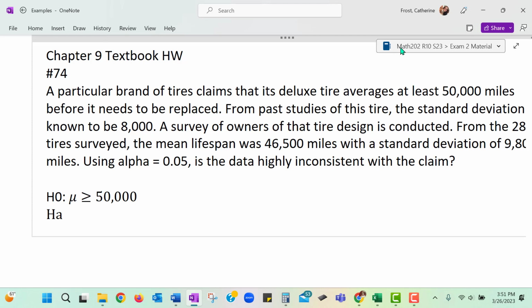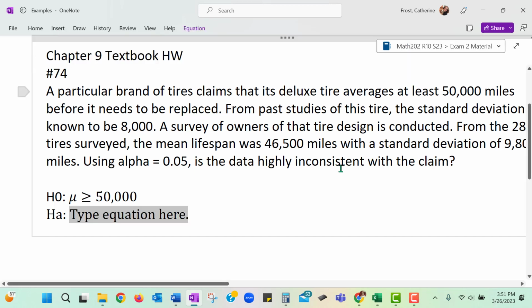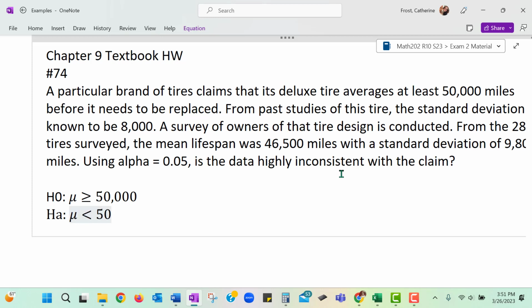Then HA, our alternative hypothesis, would be the other thing, right? The opposite of greater than or equal to would be less than. So mu less than 50,000. So that means that we're going to do a left-tailed test.